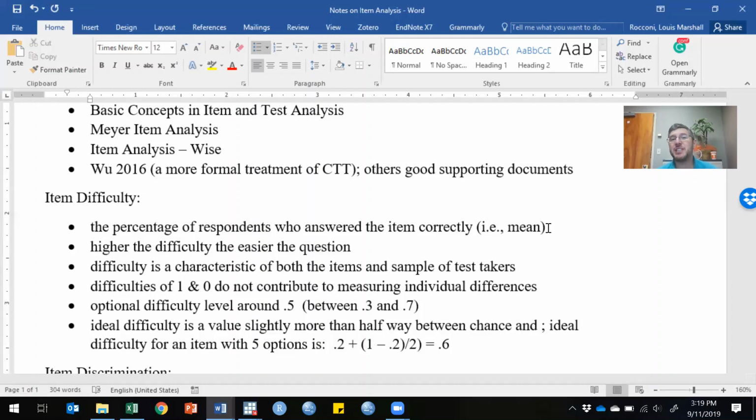So that's why we usually say the optimal difficulty is around 0.5, because even if you're just guessing, with a 4-item response you'd have a 25% chance of guessing the right answer. So taking that into account, we're looking for items with a slightly higher difficulty.